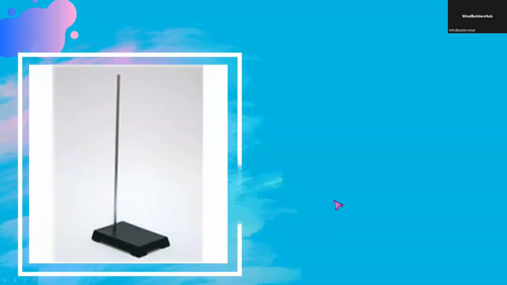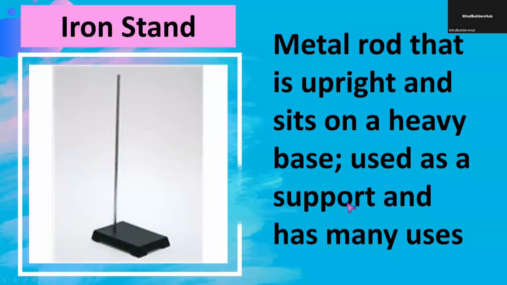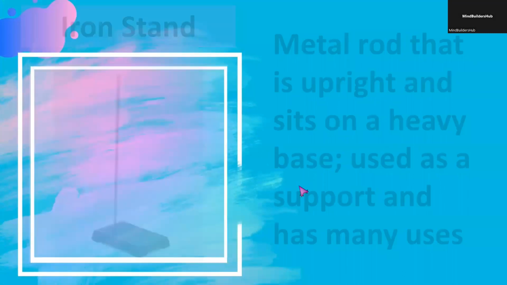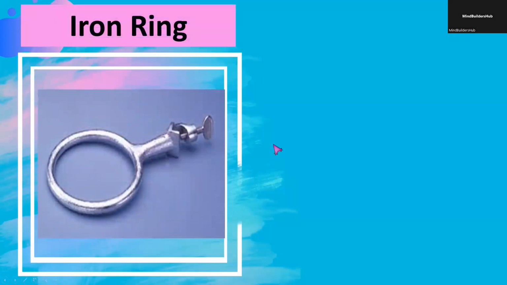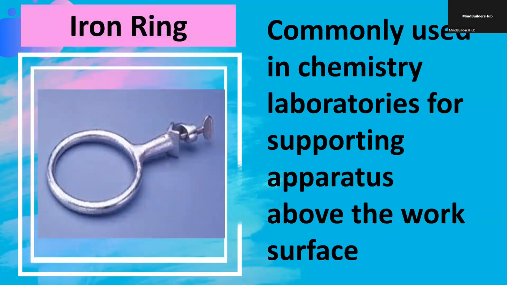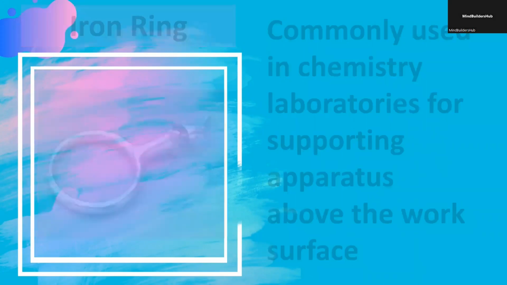Next, if you want to manipulate the height of your setup, which is different from a tripod, you may use the iron stand because it is a metal rod that is upright and sits on a heavy base here, used as a support and has many uses actually in the setup. Together with the iron ring, you may just attach it to the iron stand, and therefore you can adjust the height when you're heating something. Commonly used in chemistry laboratories for supporting apparatus above the work surface.